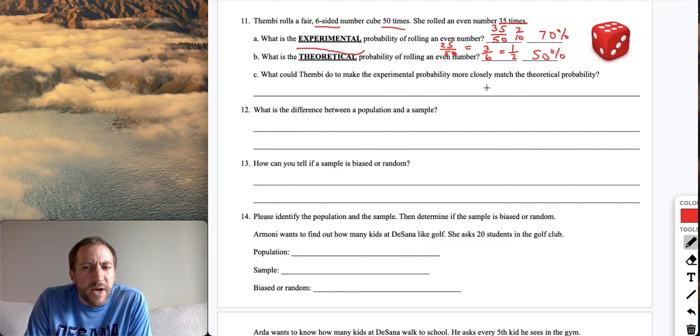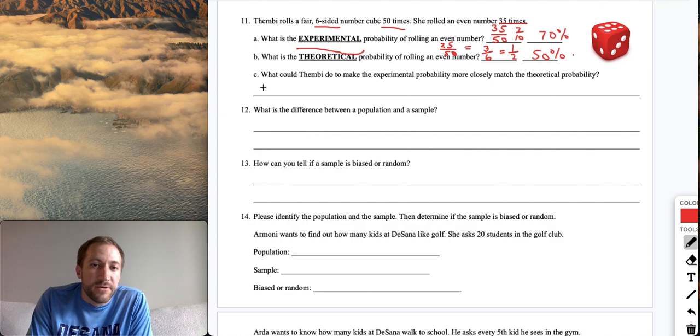What could you do to make the experimental probability more closely match the theoretical probability? So the theoretical is 50%. Half of those rolls, she should land on an even number. But when she actually went and rolled it, 70% of the time she landed on an even number. So she had way more even numbers than she should have. How do we make these closer together? All we could do is roll the dice more times.